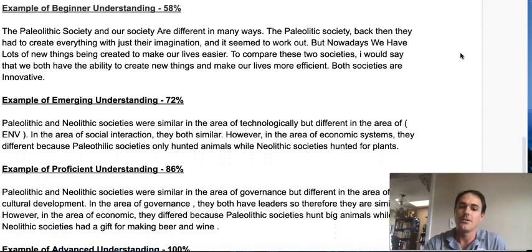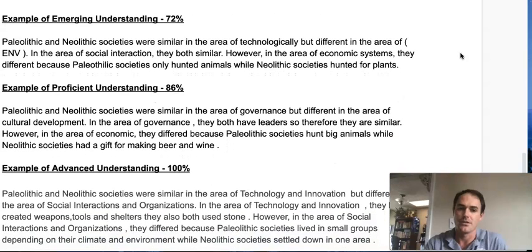All right, here is an example of an emerging understanding. Paleolithic and Neolithic societies were similar in the area of technologically, but different in the area of environment. In the area of social interaction, they both similar. However, in the area of economic systems, they different because Paleolithic societies only hunted animals, while Neolithic societies hunted for plants. All right, there's some problems here, but there was some good things. And the good thing that I saw was there was a controlling idea.